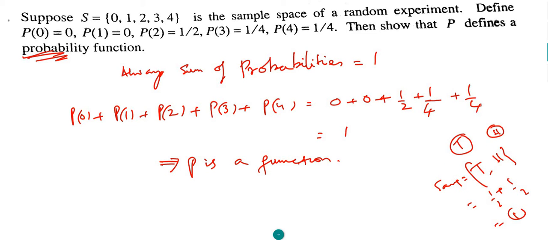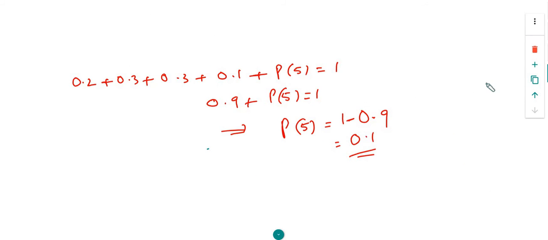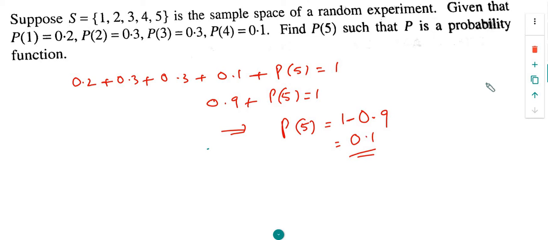Like that, if I add the probability of 0, 1, 2, 3 like this, P of 0, P of 1, the sum of all must be equal to 1. So 0, 0, half, 1 by 4, 1 by 4. If I add, it is 1. Therefore, this given one is a probability function. Right? Hope you understood.